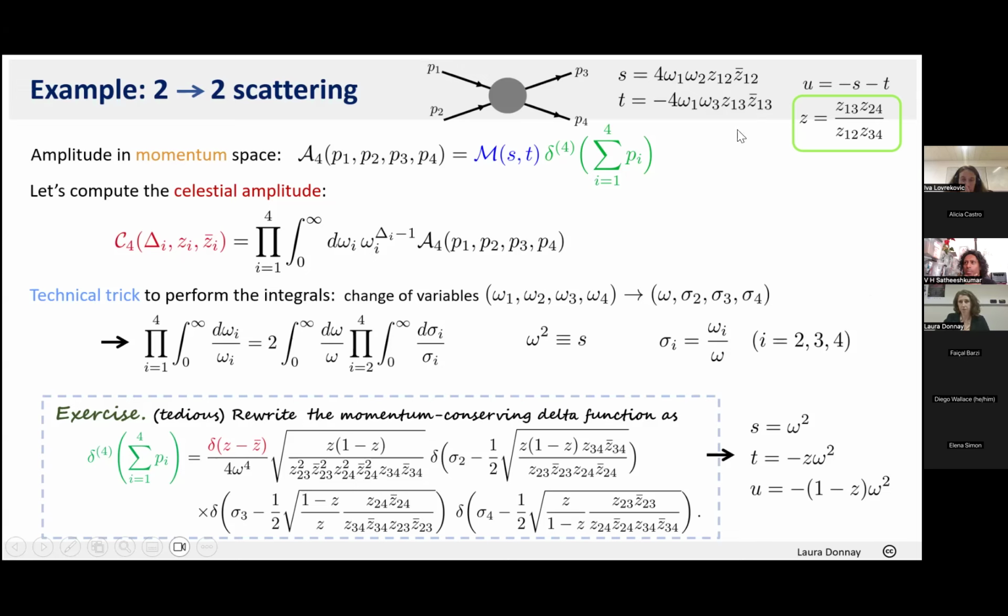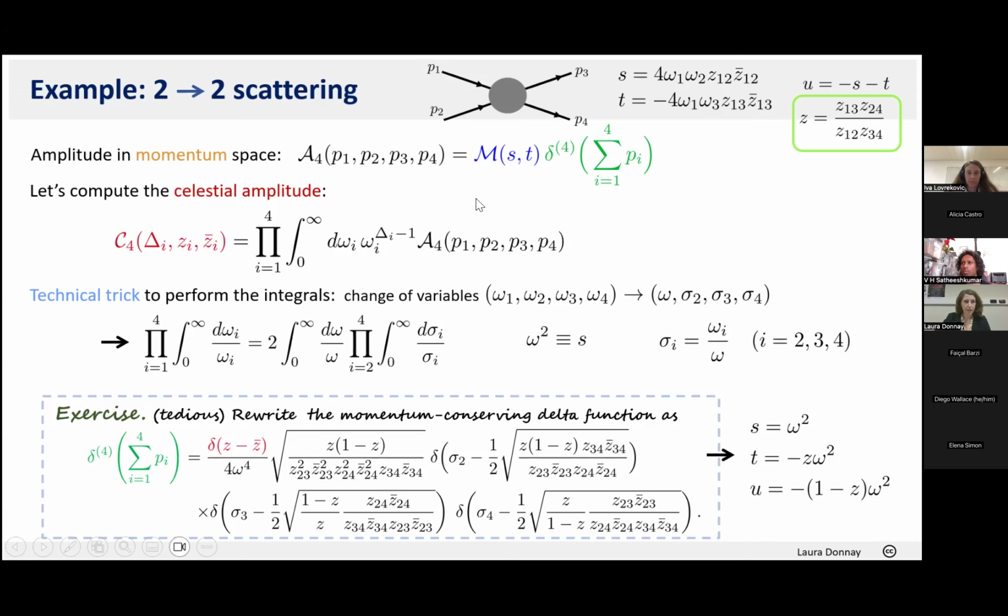So you start from the expression here on the top of the slide, and then massage it, and then you see that on the support of this delta function, T is just minus the cross ratio times omega squared, and then U is minus the sum of those. Okay, so this is a tedious exercise, but at some point one has to compute these Mellin integrals, and this is doing the trick.